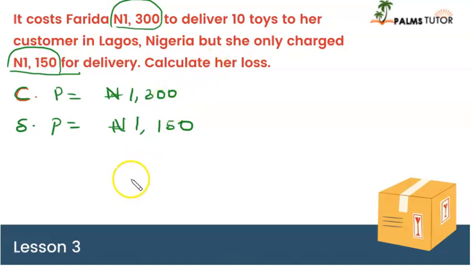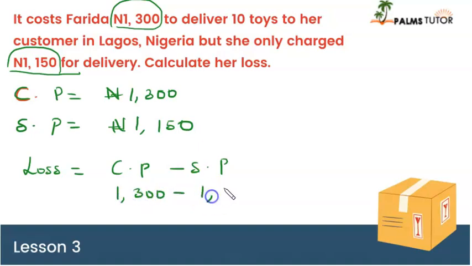Let's calculate our loss. Loss will be cost price minus selling price. 1,300. You see that I'm writing everything out, not that I'm jumping any steps. Okay? 1,300 minus 1,150, and that means Farida lost 150 naira trying to deliver this parcel to a customer in Lagos by charging 1,150 instead of 1,300 naira. You see, it's not an interesting story. Too bad for Farida, but we have to move on.